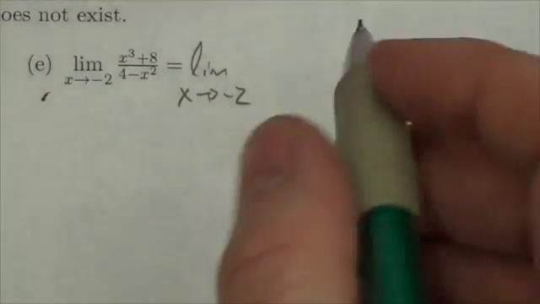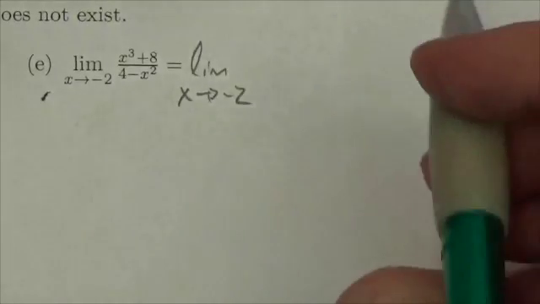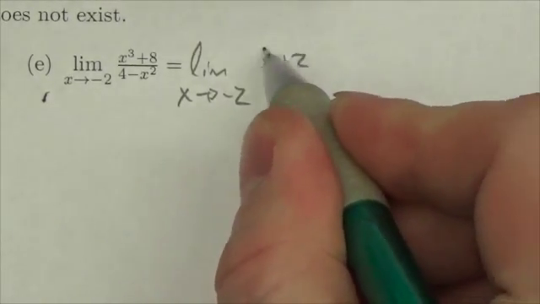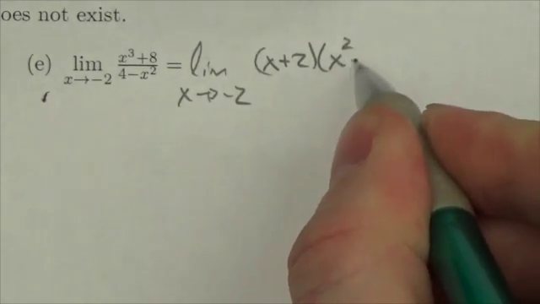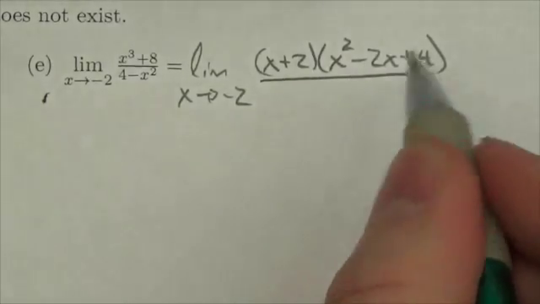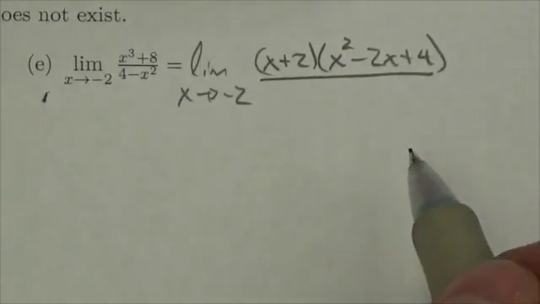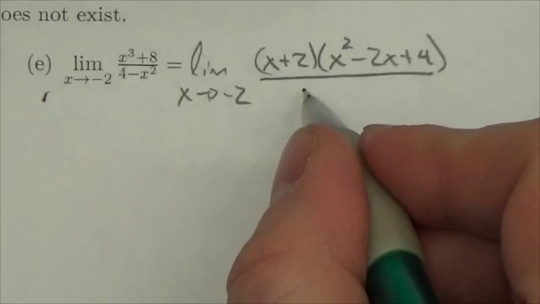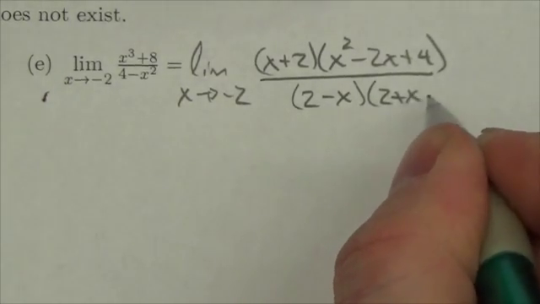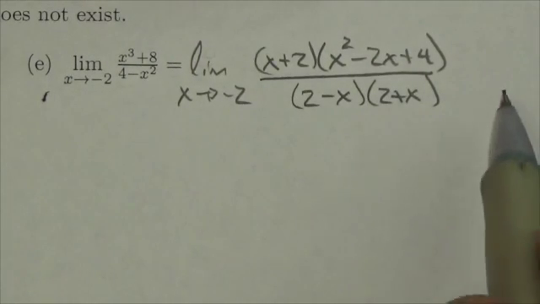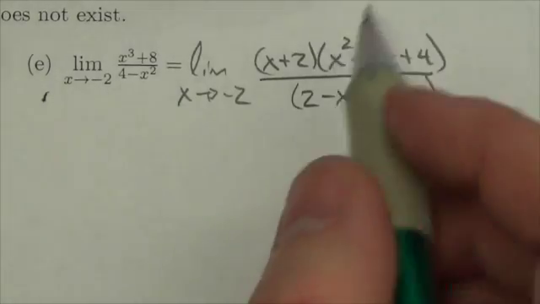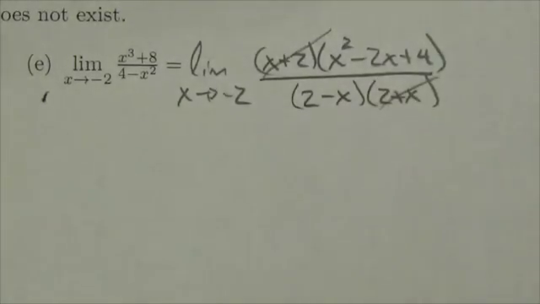The numerator here, when I factor, looks like a sum of cubes, so that's going to be x plus 2 times x squared minus 2x plus 4, all over, and that denominator looks to me suspiciously like a difference of squares, so that'll be 2 minus x, 2 plus x. Okay. Now, taking a look right there, I've got an x plus 2 over an x plus 2. That I can cancel.